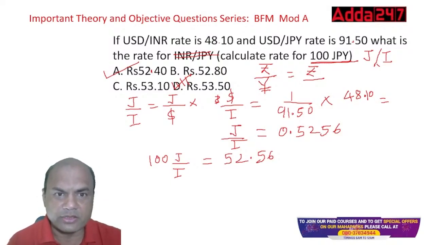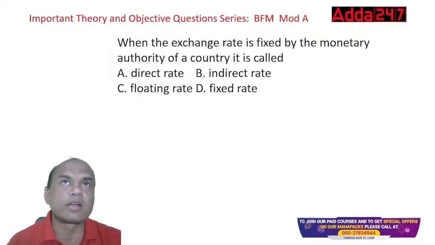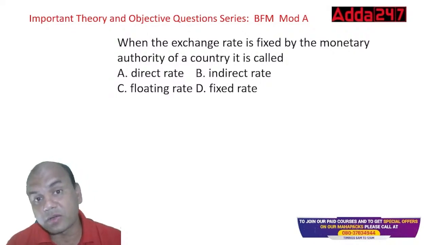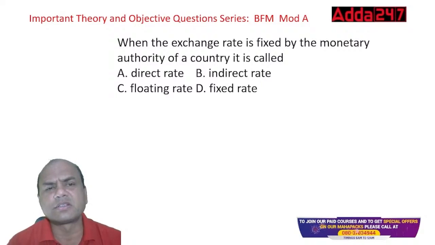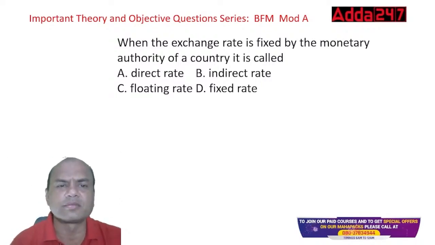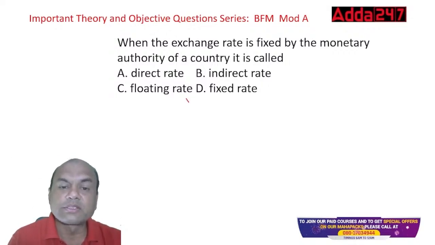Okay. Next one. When the exchange rate is fixed by the monetary authority of a country, it is called as what? Remember, monetary authority means RBI. RBI fixes it. Nothing doing. Dollar to rupee rate is today 79, so 79 only. There is no fluctuation, no demand, no supply, nothing. So when the exchange rate is fixed by this monetary authority, it is called as what? Direct, indirect, floating, or fixed? It is fixed rate, correct?